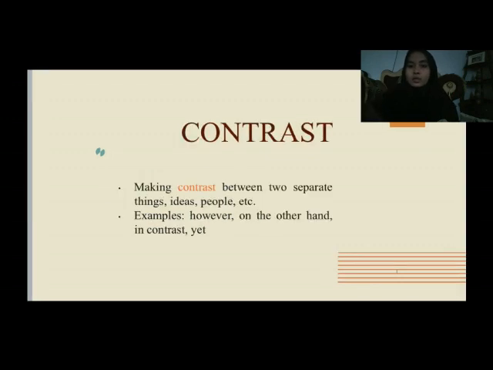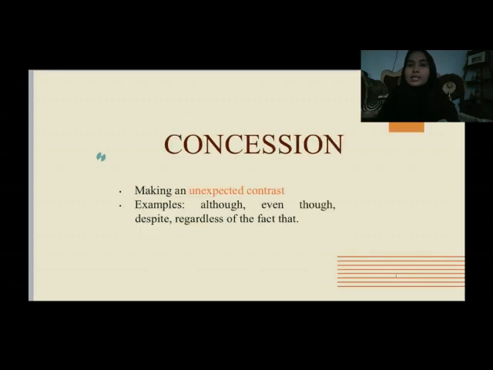And the second is contrast. This category is for making a contrast between two separate things, ideas, people, etc. For example, however, on the other hand, in contrast, yet. And the last one is concession. This category is for making an unexpected contrast. For example, although, even though, despite, regardless of the fact that.